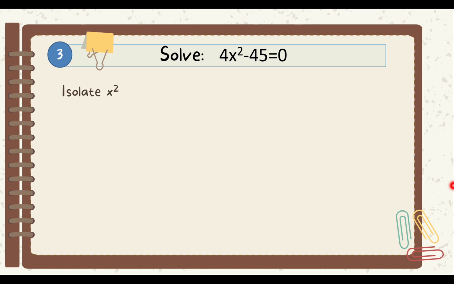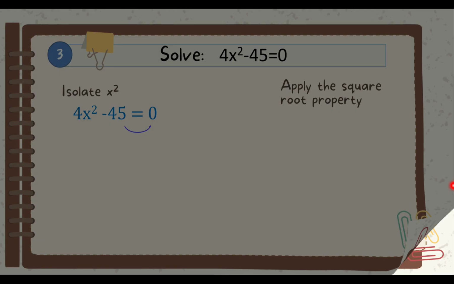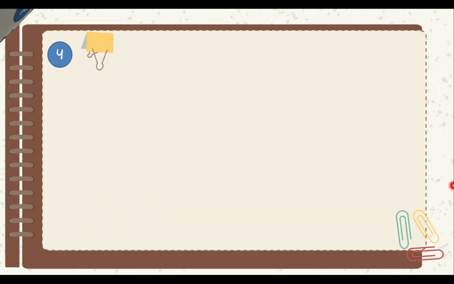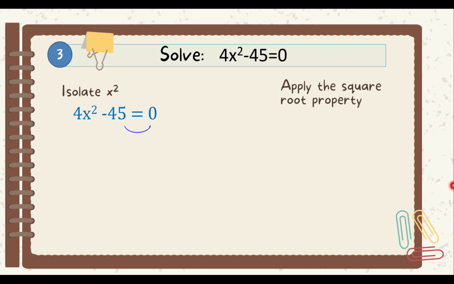We isolate the x squared so that we now have, transferring your negative 45 to the other side, it will become a positive 45. So that we now have 4x squared is equal to 45. And then take note that we have a coefficient of x squared, which is 4. Thus, we divide both sides of the equation by 4.